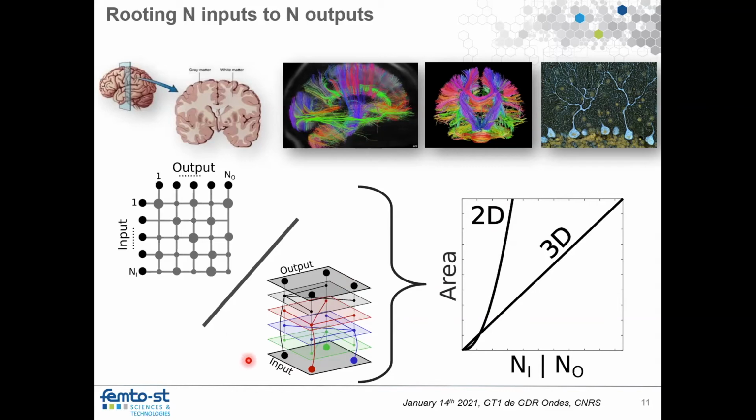If you do the same thing in 3D, you can define your input not as a vector, but as an array. And then you just make layers. In each layer, you can, for example, connect one of the input nodes to all the other output nodes. And with this, the footprint of this circuit scales linearly.